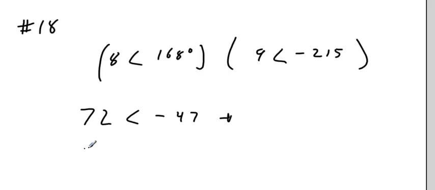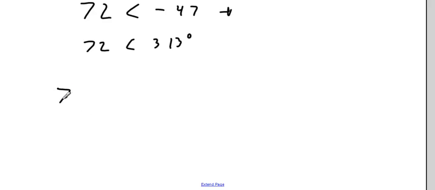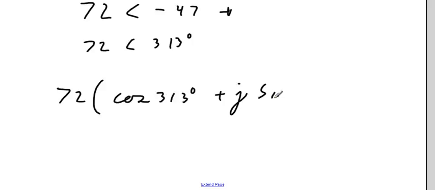So 72 angle 313, but they wanted it in trigonometric form, so we'd have to have 72 times cosine 313 plus j sine 313, which teaches us that we should read the problem, right? Because if we don't read the problem, something will be wrong.